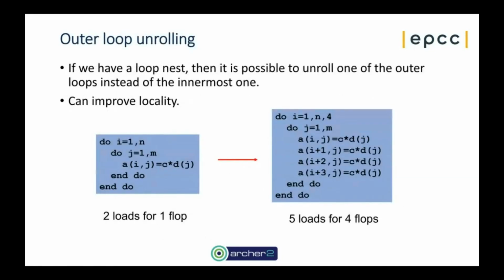Now, of course, applications often have nested loops, so they're not just a single loop. The compiler will generally try to unroll part of it, and generally it'll try to unroll the innermost loop. It's also possible to unroll the outer loop as well to get you better performance in various scenarios, and that can help you improve locality.